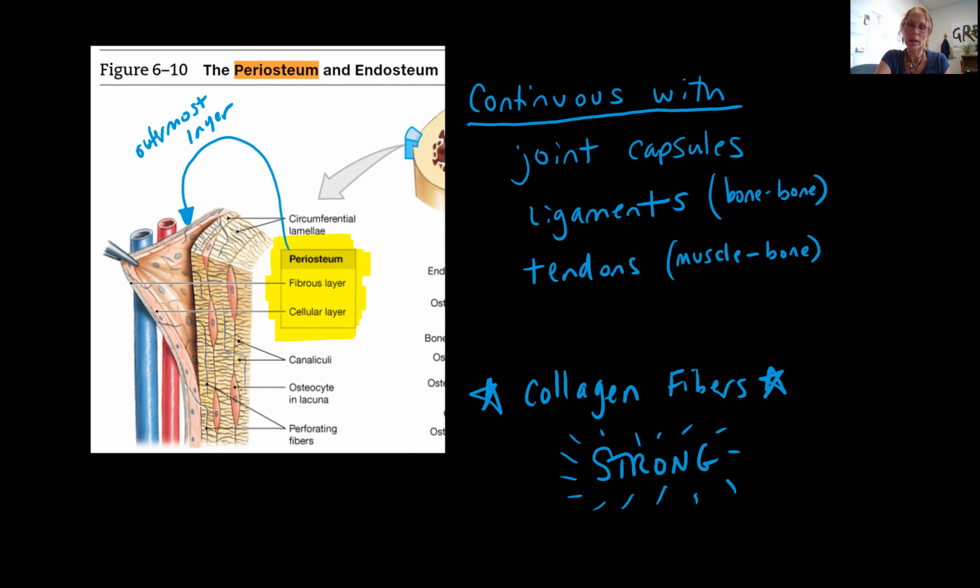It's forming your ligaments, which attach bone to bone, or it's important in the structure of the tendon, which is muscle to bone. So in that case, the tendon is formed from the skeletal muscle, and then it gets woven into the periosteum. Your periosteum is full of collagen fibers, and really anytime you see that, you should think, okay, that's super strong tissue.